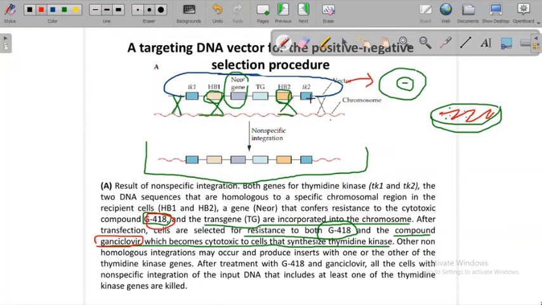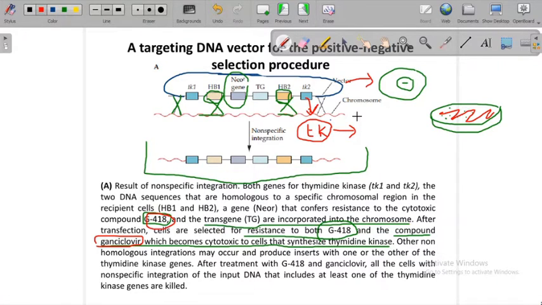So what happens if there is an integration of the thymidine kinase gene in the host chromosome? The host chromosome will produce TK, the thymidine kinase enzyme. This thymidine kinase will turn ganciclovir into a cytotoxic compound, and this cytotoxic compound will kill that cell. Now I guess you are getting my point.